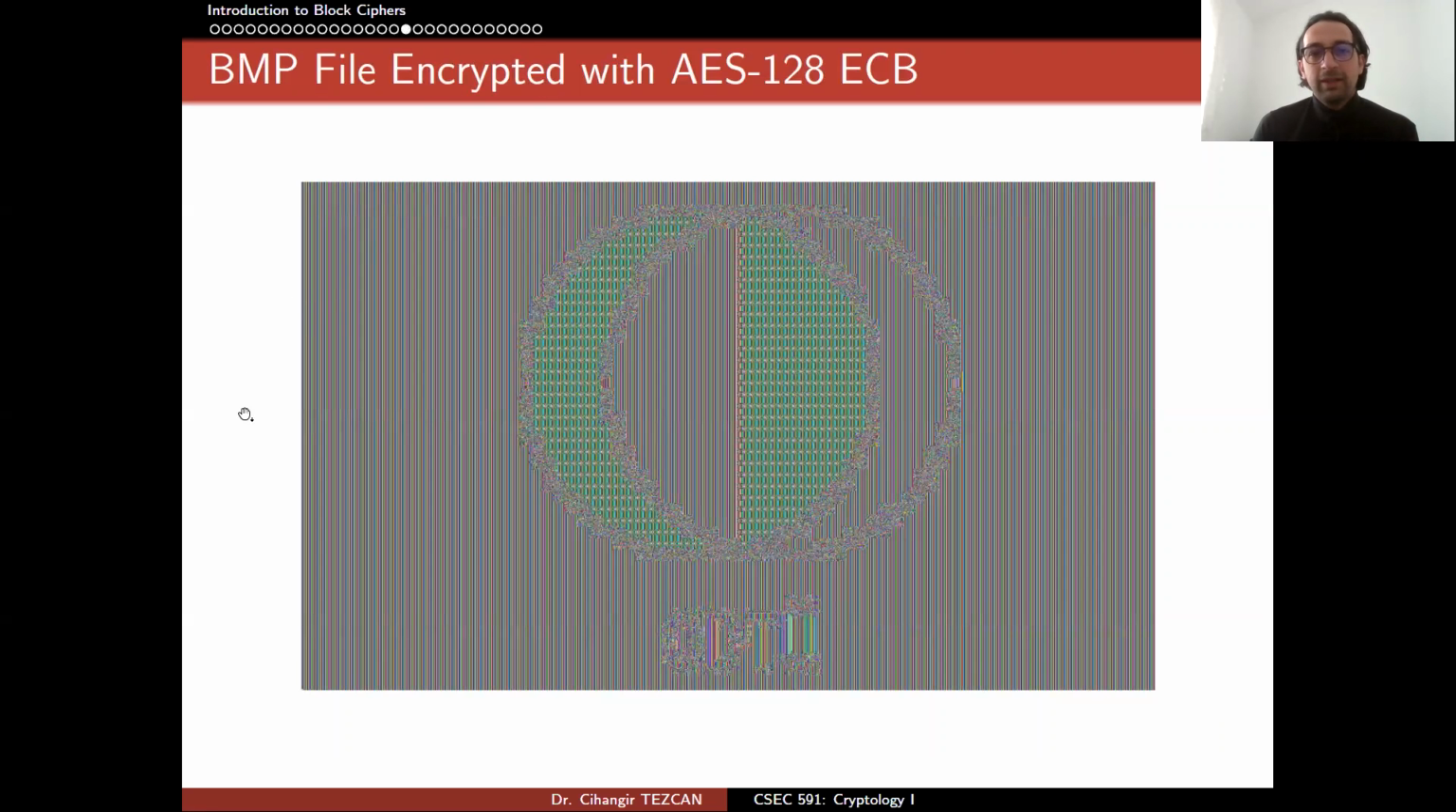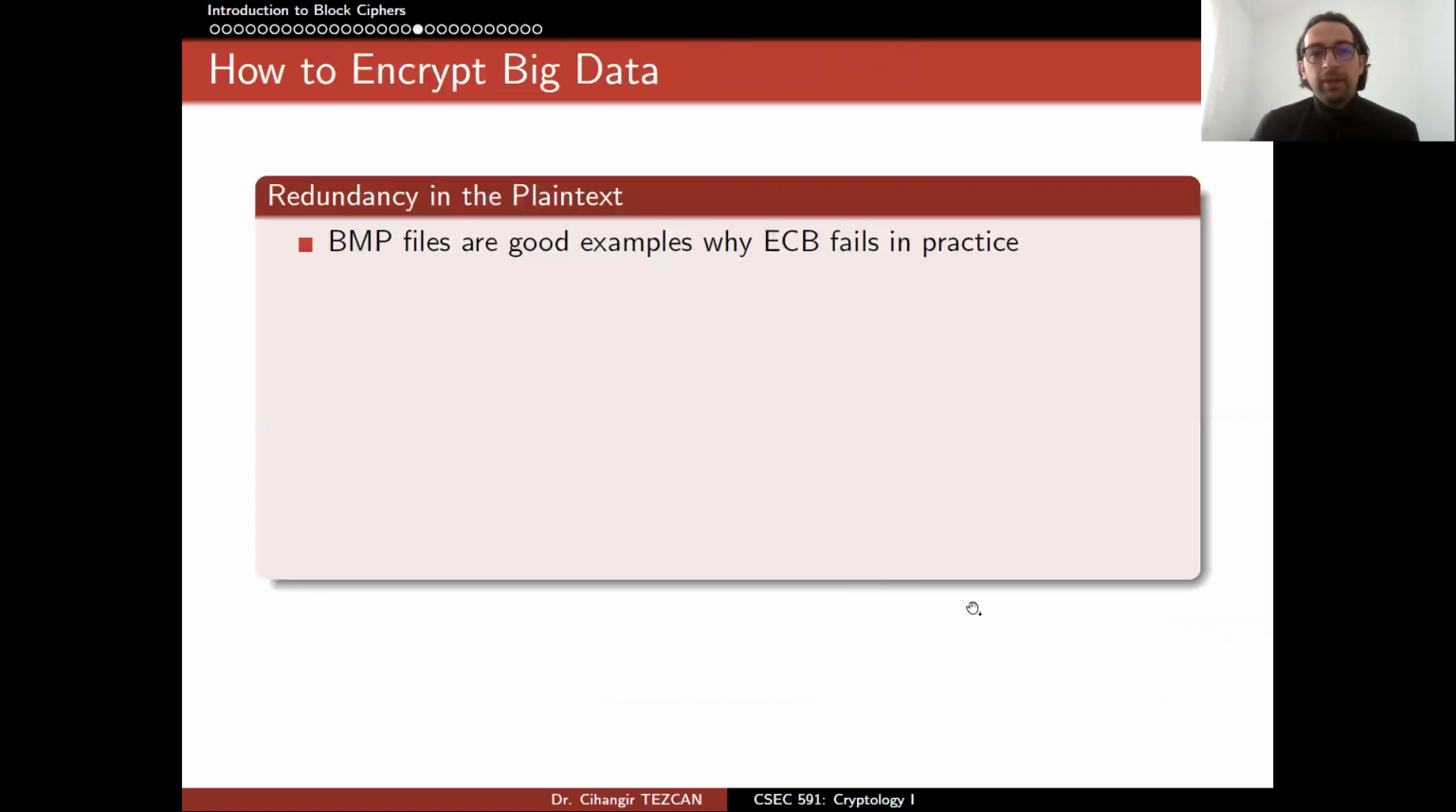So if you encrypt it with AES using the ECB mode, this is the ciphertext you would observe. This is the original file, and this is what you get after the encryption. We are claiming that this is currently the best algorithm we have, and the whole world uses this algorithm for encryption. But if you encrypt a BMP file like this, just by looking at the ciphertext, you can easily guess what the original file was. You can even read the name of the university here. So we have to overcome this problem.